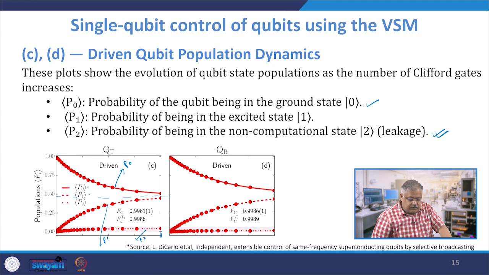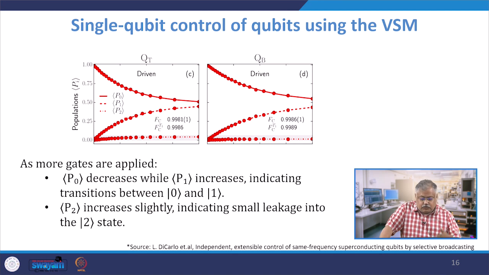However, the probability of a non-computational state, which is a leakage state, is relatively much lower, right? And that shows you the fidelity of the readout circuitry. Now, as I discussed with you, as you apply more and more gates, P0 decreases and P1 increases, indicating a transition between 0 and 1.